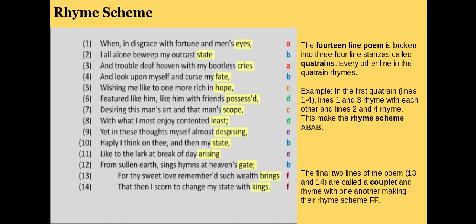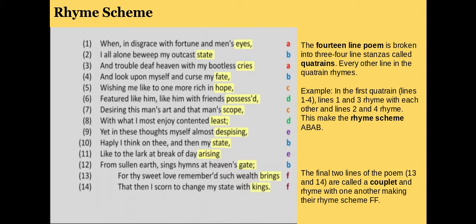So here we see there's 14 lines. We can count them up. 1, 2, 3, 4, 5, 6, 7, 8, 9, 10, 11, 12, 13, 14 exactly. We can also see there's a regular rhyme scheme. If we look at the way it ends, eyes, state, cries, fate. We see a little pattern there.